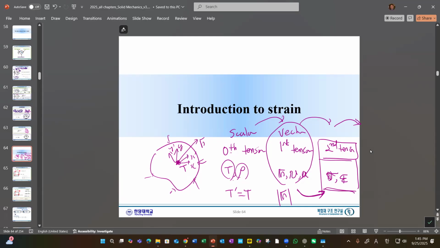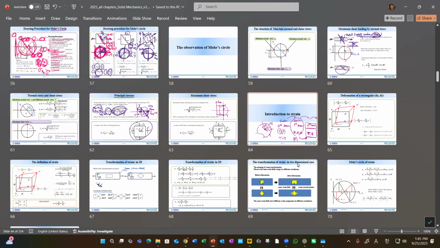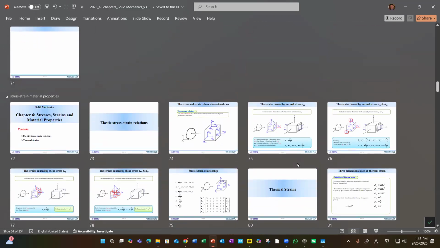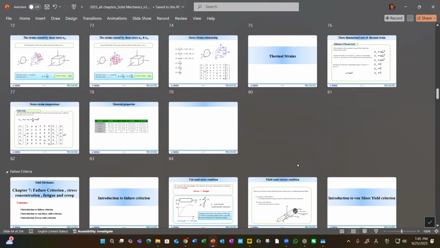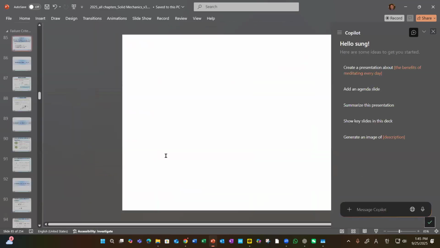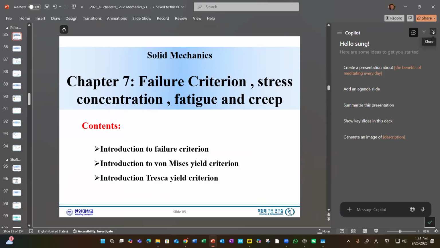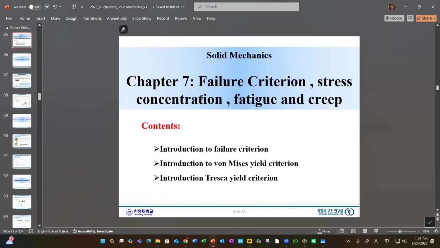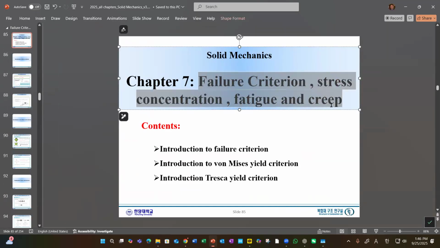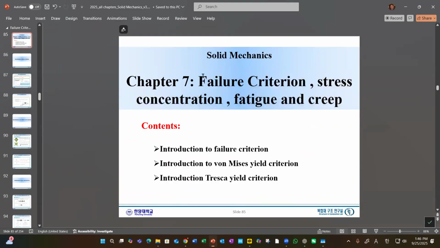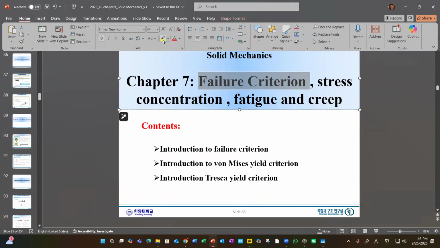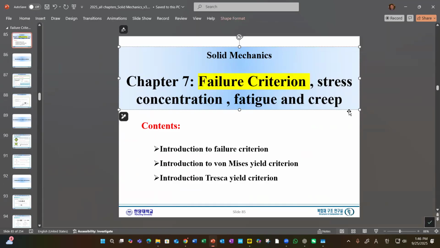Here the strain, but let's jump to chapter 7. Okay, as scheduled, chapter 7 is the failure criterion and then stress concentration, and so on. But the most important point is the failure criterion, as a continuation of chapter 5.